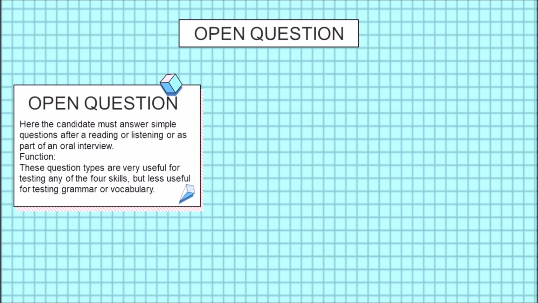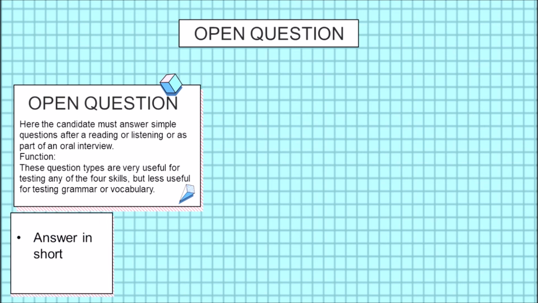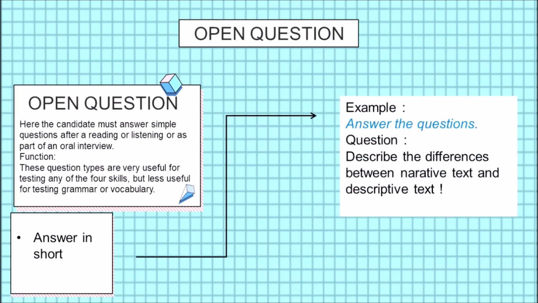The function of this question is that these question types are very useful for testing any of the four skills but less useful for testing grammar or vocabulary. This is the common verb: short answer. The example, answer the question. The question, describe the differences between narrative text and descriptive text. You have to answer this question below the question.